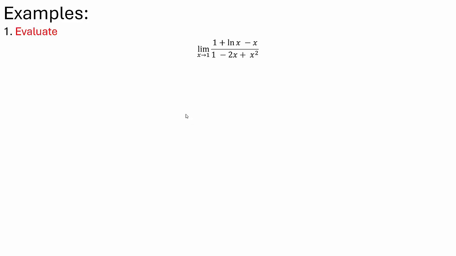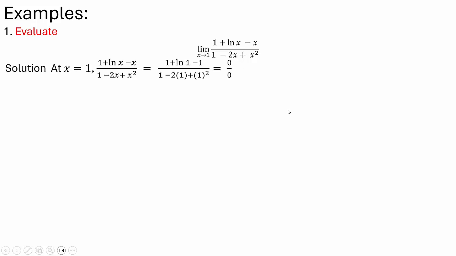First example, evaluate limit x tends to 1 of (1 plus ln x minus x) divided by (1 minus 2x plus x square). If we put x equal to 1 here, we will get 1 plus log of 1, which is 0, minus 1, so 1 minus 1 is 0, f(x) becomes 0. And 1 minus 2 into 1 plus 1 square, this is 0. Therefore, this is 0 by 0 form.